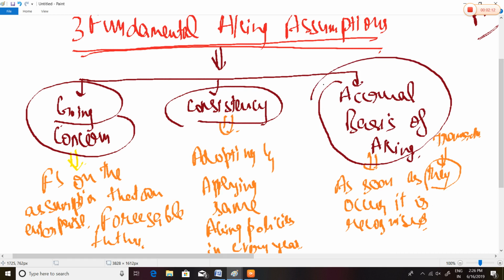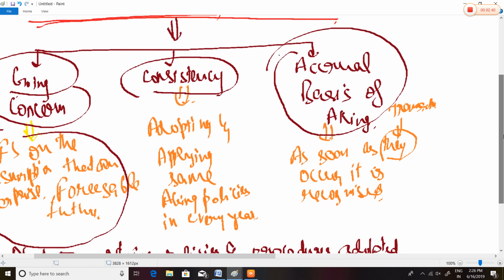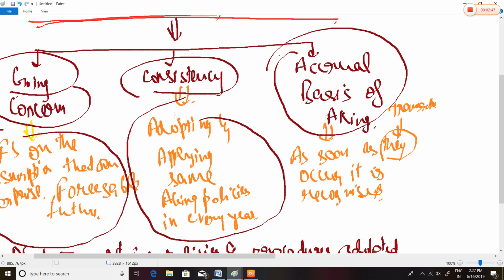Now, what does going concern mean? It means that the financial statements of an entity are prepared on the assumption that an enterprise will continue its operation in the foreseeable future. The financial statements will be prepared for the upcoming years. Now, what does consistency mean? Consistency means adopting and applying the same accounting policies in every year, like any accounting standard that has been applicable to a certain entity has to be continued.